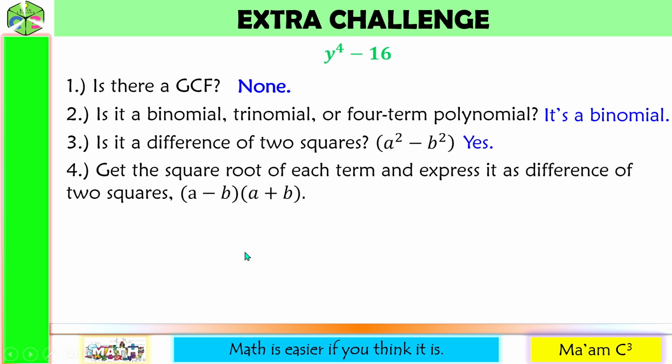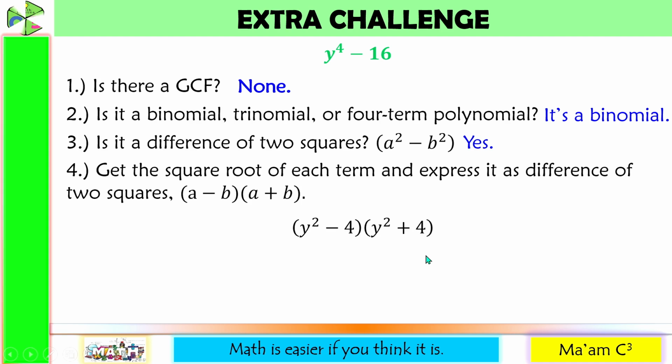So number 4, let us get the square root of each term and express it as a difference of two squares. First, the two sets of parentheses. Let us get the square root of y to the fourth. We simply have to divide the exponent by 2. So that would be y squared. Y squared here and y squared here. For 16, the square root of 16 is 4. So 4 here and another 4 here. And then we're going to put minus and plus in between the terms.